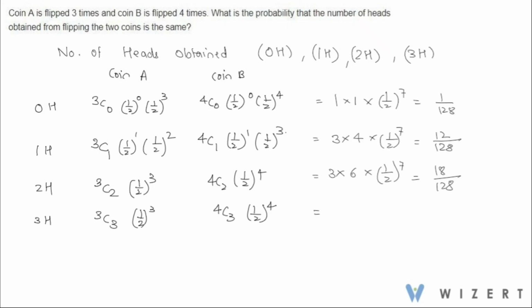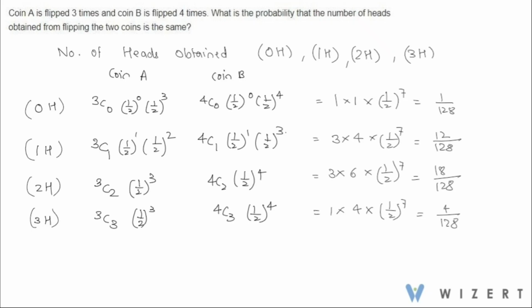And 3C3 is again 1 into 4C3, which is going to be 4. So 4 into half to the power 7 is equal to 4 by 128. Now these are the probabilities of obtaining 0 heads, 1 head, 2 heads and 3 heads respectively.